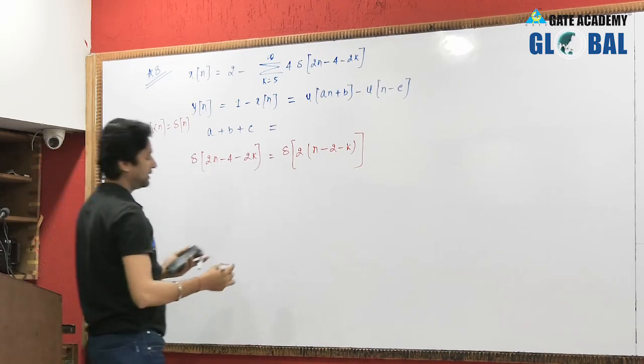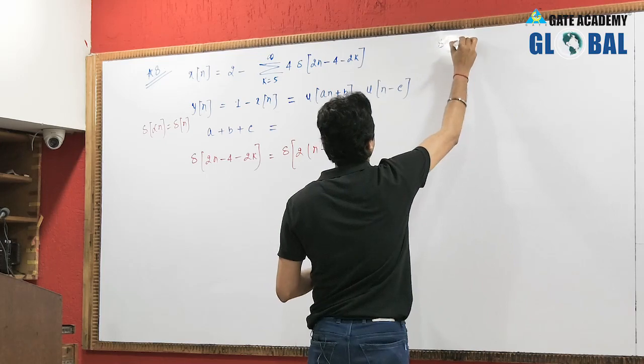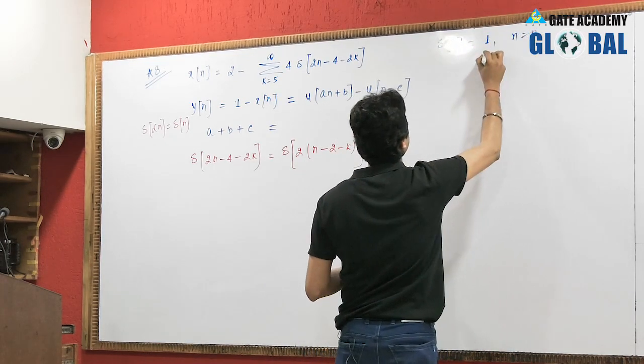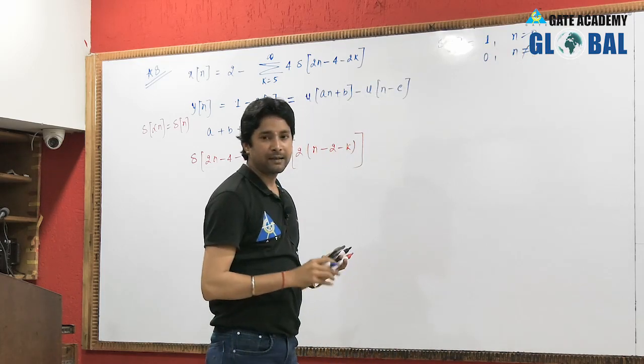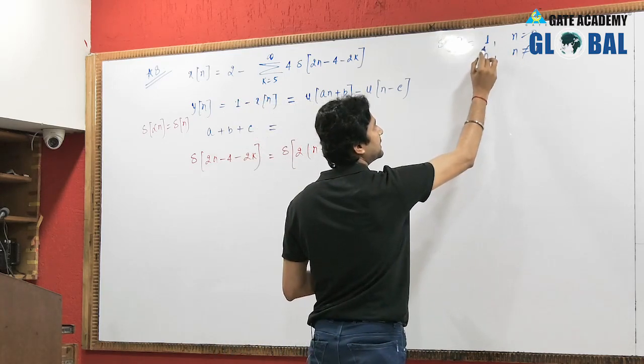You can see how it comes here. If you define del of n, then del of n is 1 if n is equal to 0, and it is 0 if n is not equal to 0. It is not like the continuous time impulse function whose value is infinity. The value is well defined at n equals 0 and it is equal to 1.